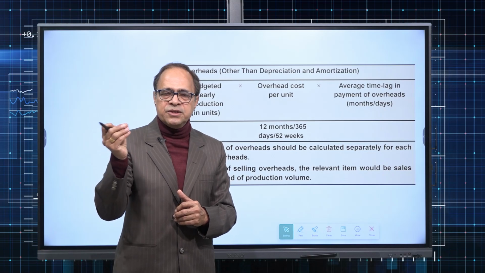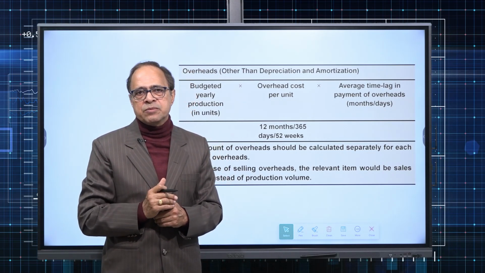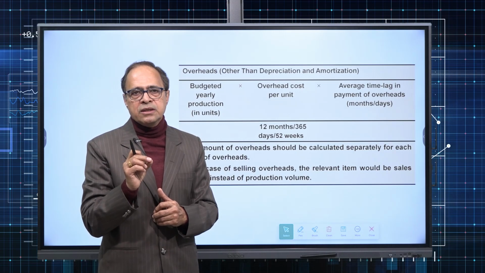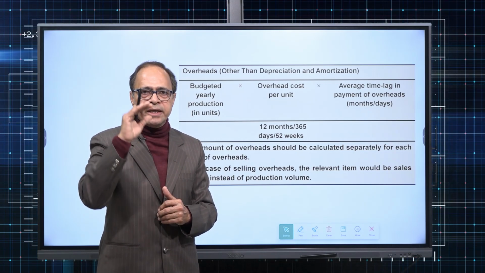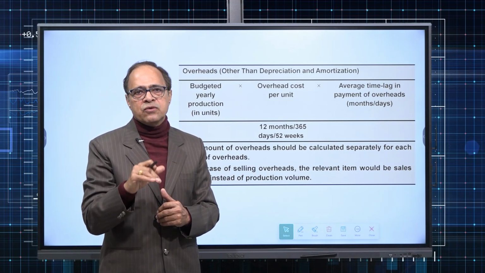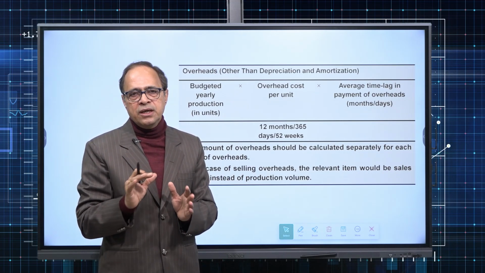Similarly, if we receive advance from our customers, credit customers, remember credit customers, then by that much amount our debtors will be lowered, number one, or it will form the part of current liabilities. Either way you can do it.